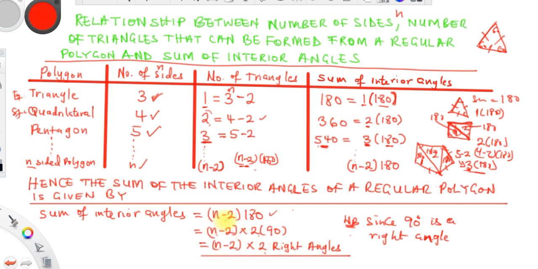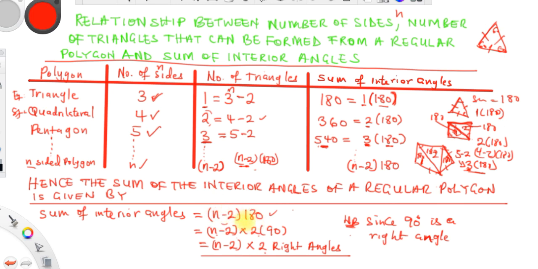So guys, what I want you to know is that this n minus 2 is nothing but the number of triangles that can be formed from the polygon. And the number of triangles that can be formed from the polygon is the number of sides of the polygon minus 2. You subtract 2 from it, and you get the number of triangles that can be formed from the polygon.